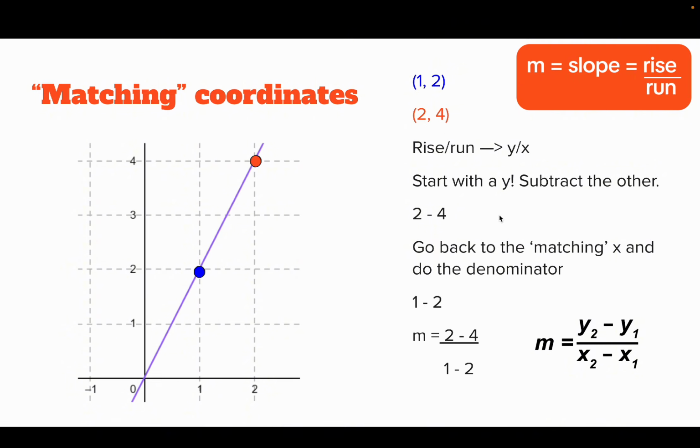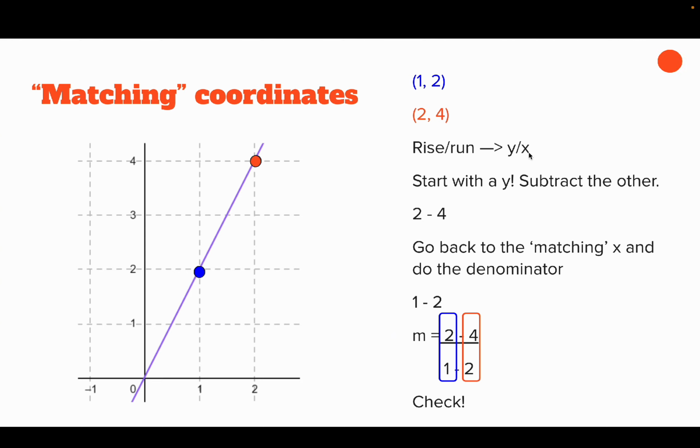So when I fill in my formula, I have the difference in the y coordinates over the difference in the x coordinates. And you can see that my blue coordinates are matching. They're lining up, and my orange coordinates are matching. So these subscripts in the formula only tell us that we have to line up our coordinates. If I do blue minus orange, I then also have to do blue minus orange in the denominator. I wouldn't want to crisscross. That would give an incorrect result.